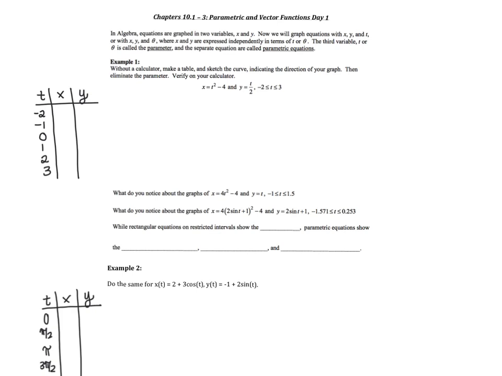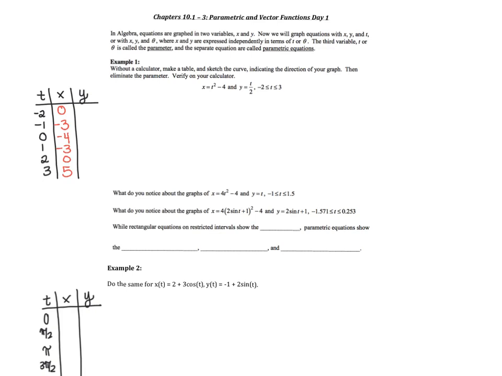So when I plug in -2 to x, let's just do x first. So I'll plug in -2 to x, and I get a 0. When I plug in -1, I get a -3. When I plug in 0, I get a -4. When I plug in 1, I get a -3. When I plug in 2, I get a 0. And when I plug in 3, I get a 5.